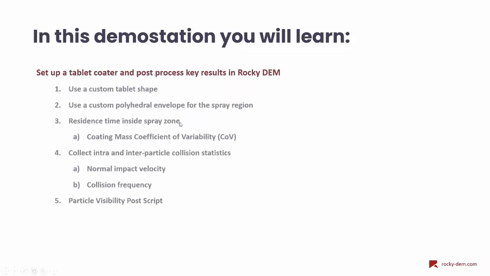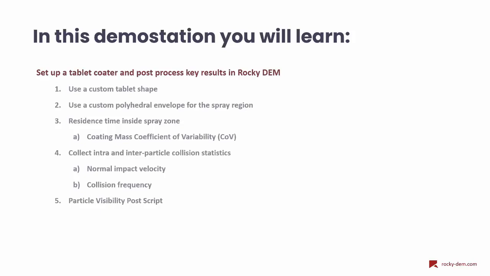So in this demonstration, you'll learn how to, first of all, use a custom tablet shape. We are not using spheres, we are using the real tablet shape. We will also use a custom polyhedron as an envelope to check the residence time inside the spray region, and also how to get the coefficient of variation of the coated mass.